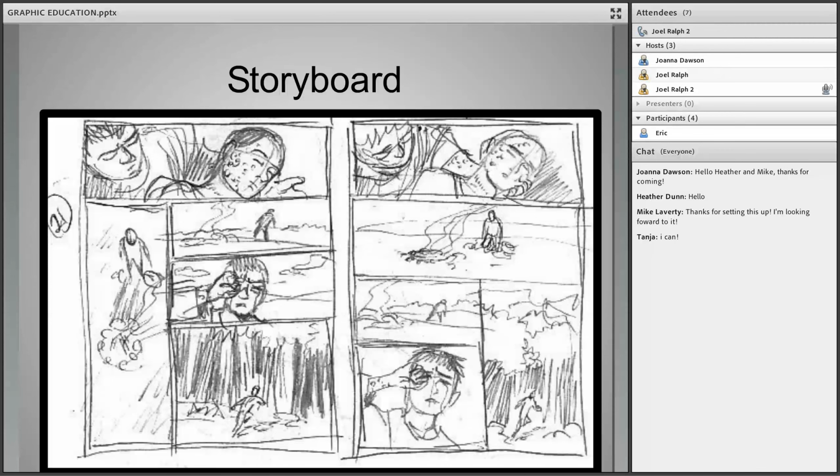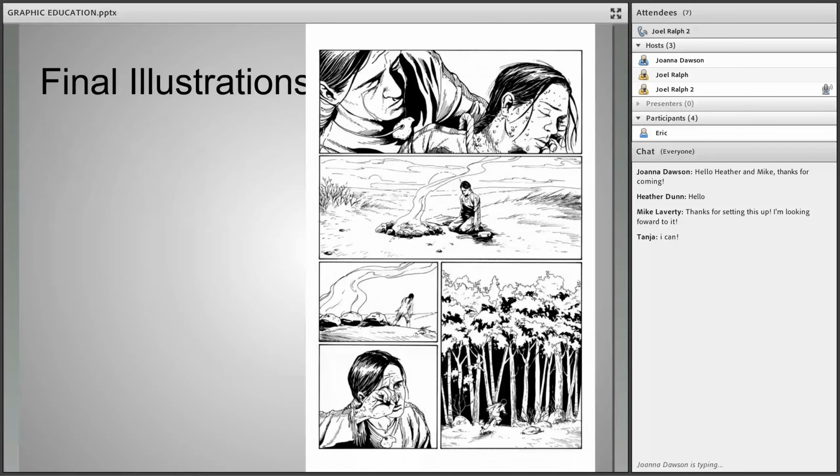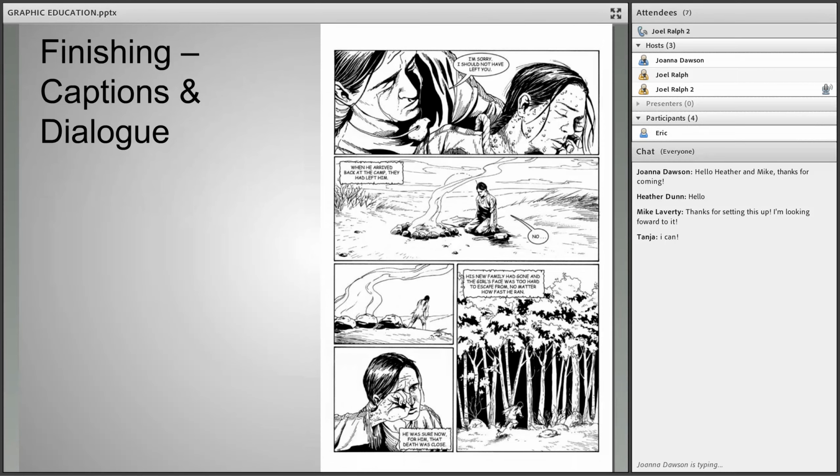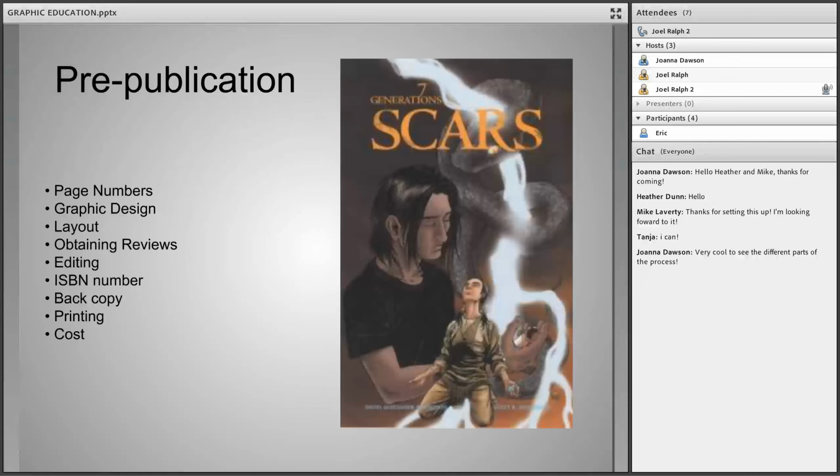So there's what a storyboard would look like. Artists in the classroom, partnering them up with someone who can write, or finding a student who can do both, which I cannot do, would be great. That goes into the final illustrations, adding in your captions, your dialogue, your speech bubbles, and then all that pre-publication work. You're not going to obtain critical reviews, obviously, but paginating them, getting into some graphic design, layout, and editing, which is copy editing, making sure all the grammar and everything is working properly, is all stuff that the students can do.